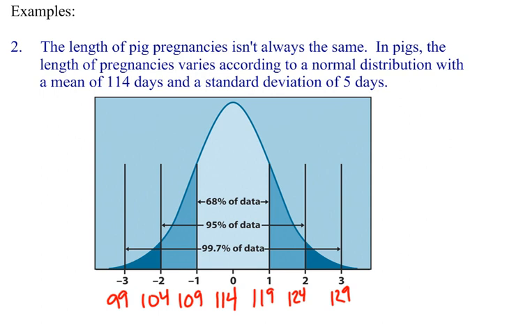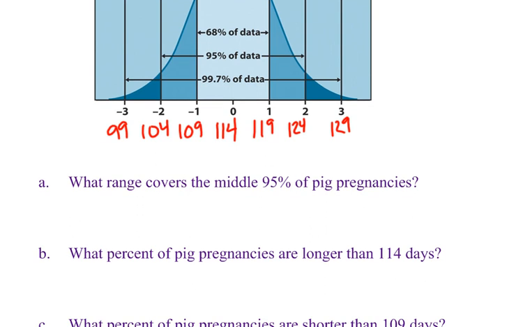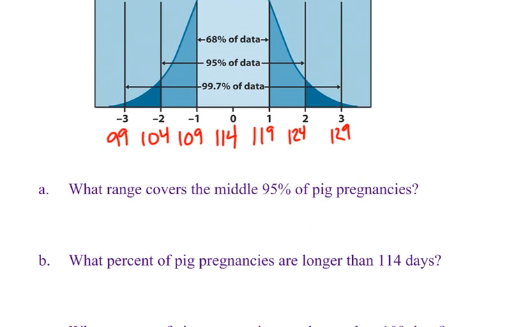So here, we now can make some decisions about, or answer some questions about, pig pregnancies based on this distribution. And labeling the bottom, I think, really helps me. The first question they ask is, what range covers the middle 95% of pig pregnancies? Well, 95% of the data would be 2 standard deviations away, right? Here's where 95% of the data is. So when they ask for the range, we'd say from 104 to 124 days.